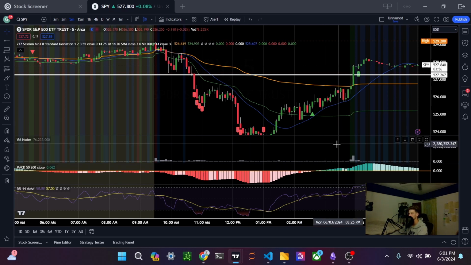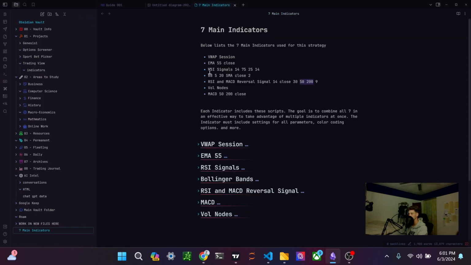So I think to start off, we should probably talk about that, right? Here in my Obsidian Vault, which I highly recommend that you guys get involved with, I have the indicators that are being used in a modular design for this one indicator. Okay, so we have the session VWAP, we have the 55 moving average, we have an RSI signal, which is telling me the moving average breaking above the actual RSI. Okay, above the 75 or the 25.